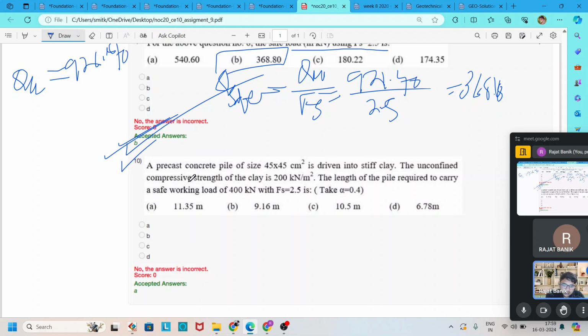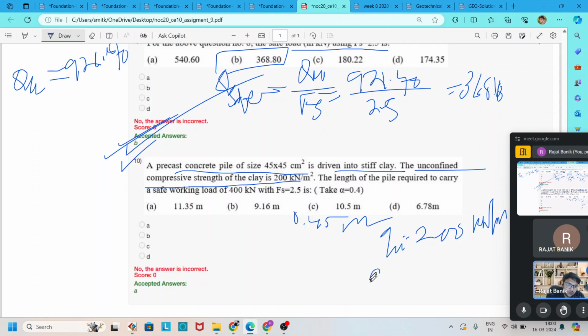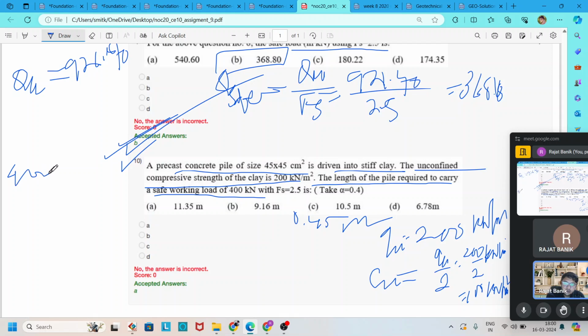Now question number 10 says that a precast concrete pile of size 45 by 45 centimeter square is given. That means the size is 0.45 meter, and it is driven into stiff clay. The unconfined compressive strength of clay is given as 200 kilonewton per meter square. So QU is 200. We know that undrained cohesion CU is equal to QU divided by 2. So cohesion is 200 divided by 2, which is equal to 100 kilonewton per meter square. Then we have to find the length of the pile. The safe working load is given as 400 kilonewton with a factor of safety 2.5, and alpha is 0.4.